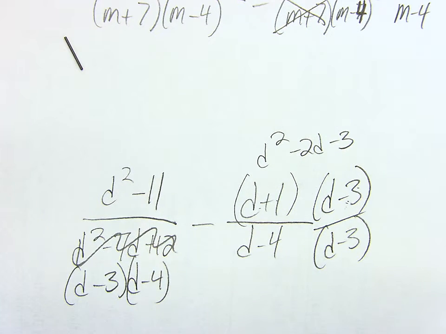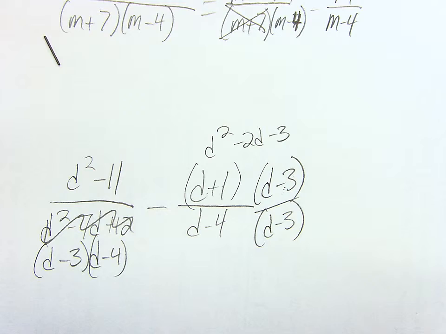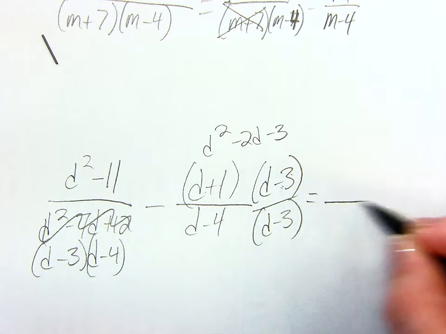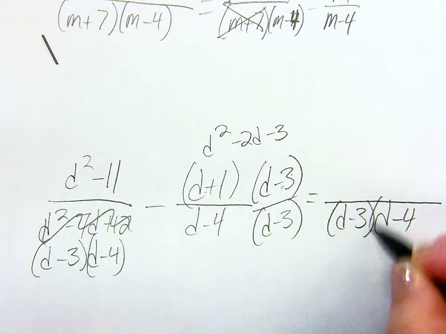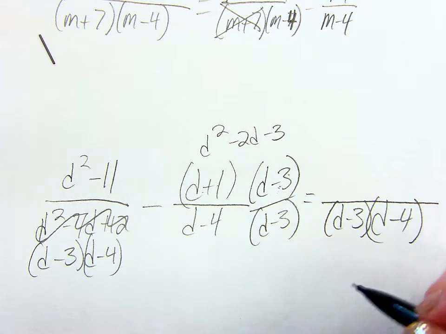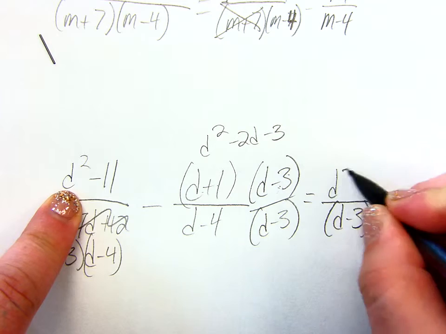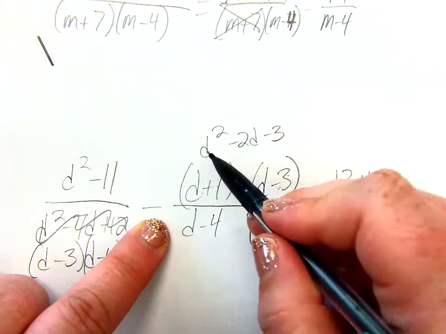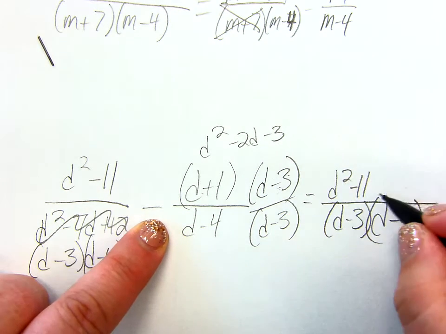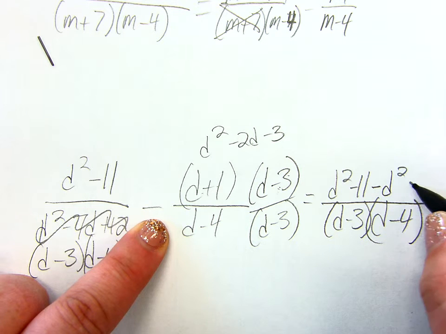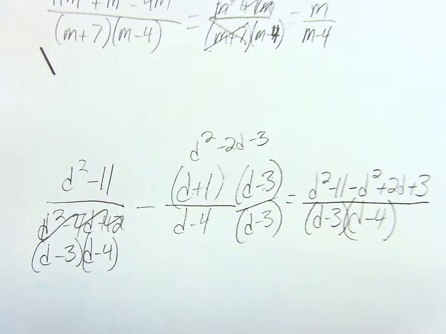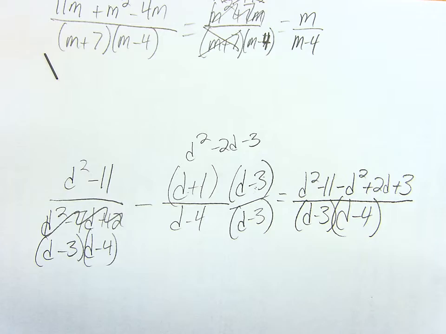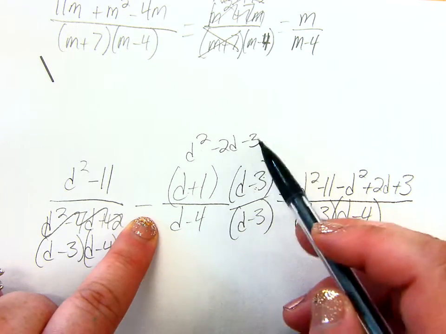So now, when I go to actually subtract these two fractions, they will have the common denominators, d minus 3, d minus 4. And then my numerator is going to be d squared minus 11, and now it's minus each of these things. So I'll have a minus d squared plus 2d plus 3. See how that works? So FOIL, get your answer, and then you just know to subtract each one of these.